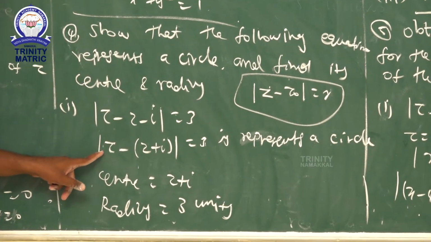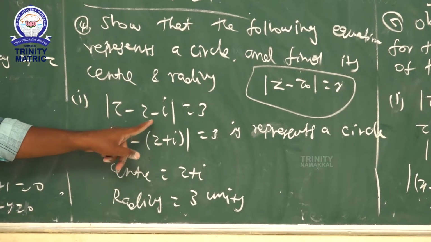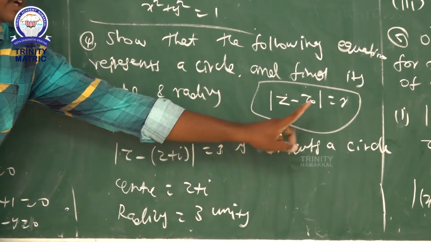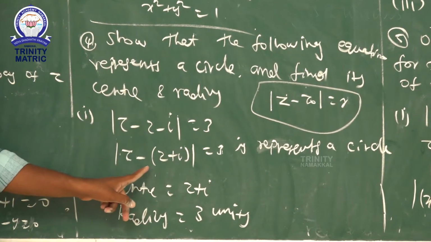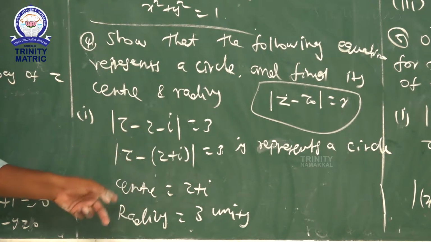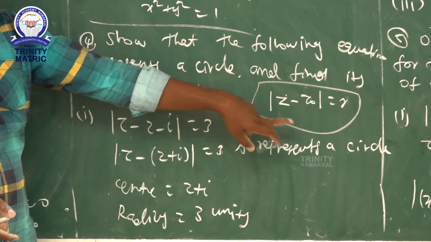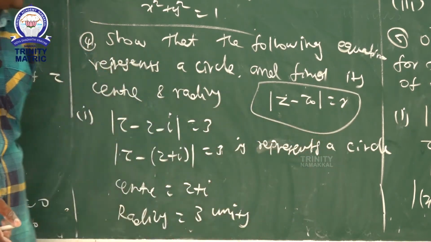Go to the question. Here take the minus outside, because the center is with the opposite sign. Once we take the minus value out, the remaining is 2 plus i. Here the total modulus is equal to 3. So this form is equal to this type, so it represents a circle.